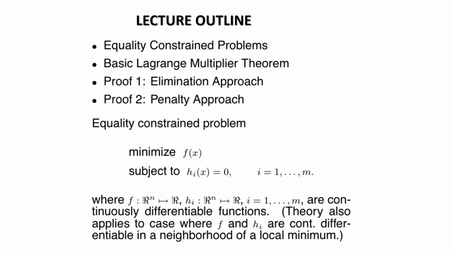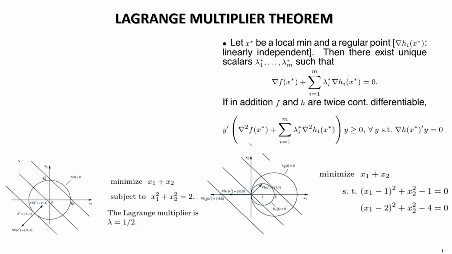Let's consider this in detail. This slide elaborates on the Lagrange multiplier theorem for equality constraints, provides second-order necessary conditions, and illustrates the concept with graphical and numerical examples. So the first one is the first order necessary condition, the Lagrange multiplier theorem.